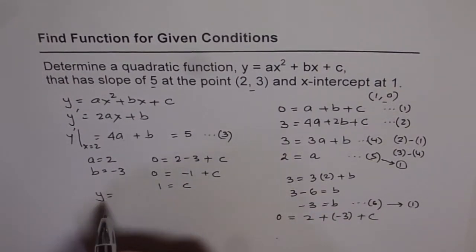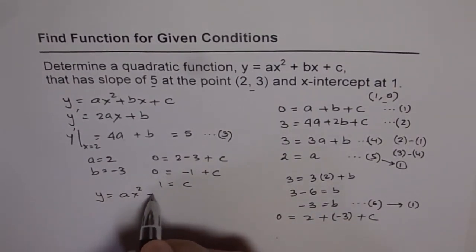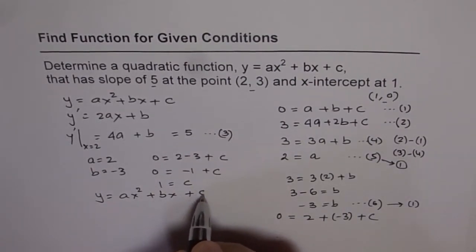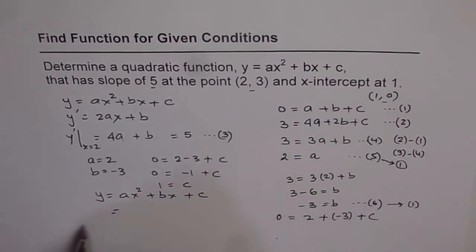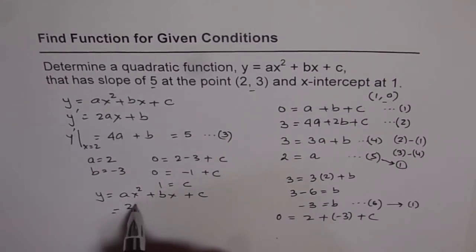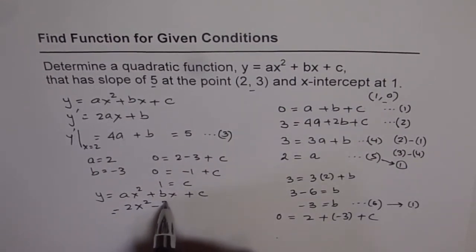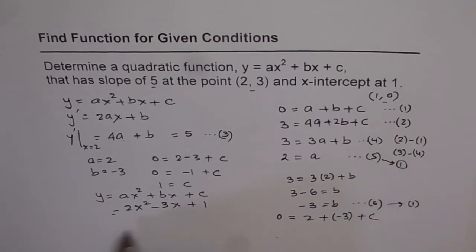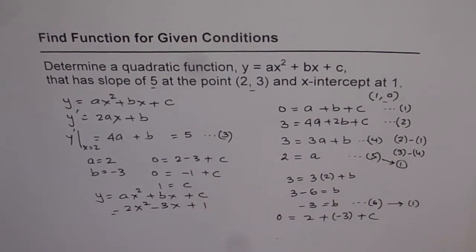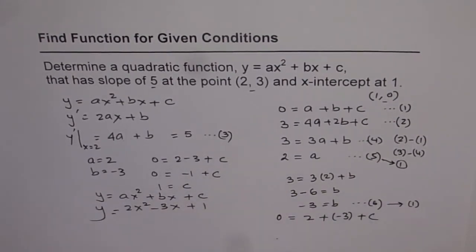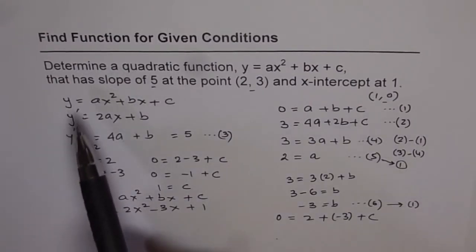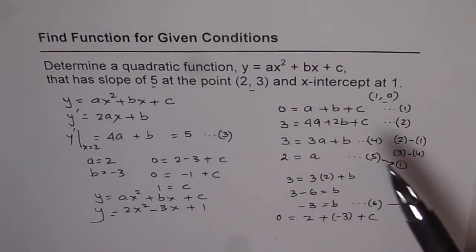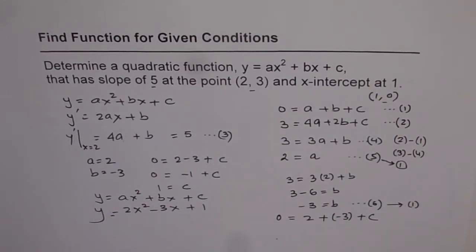So y equals ax squared plus bx plus c. We can substitute these values and get our function, which is 2x squared, and b is minus 3x, plus 1. So that is our function. So y equals 2x squared minus 3x plus 1 is a quadratic function that has slope of 5 at the point (2, 3) and x-intercept at 1, right? So that is how we can solve such problems.